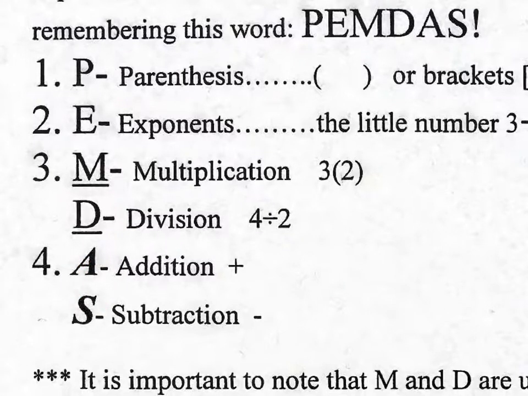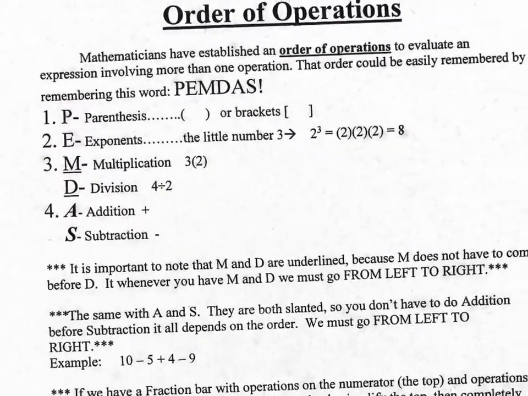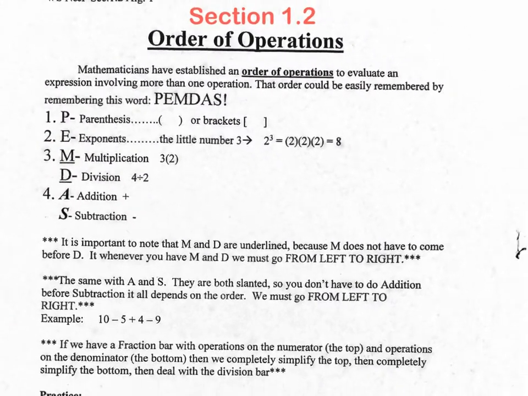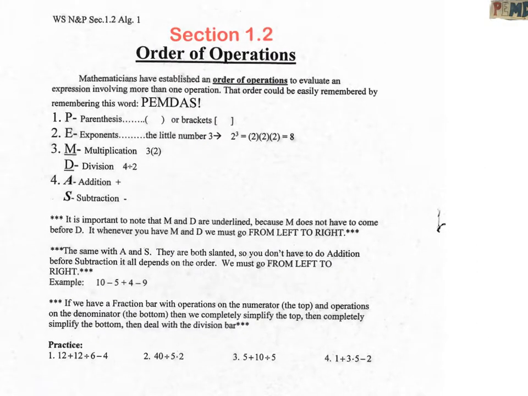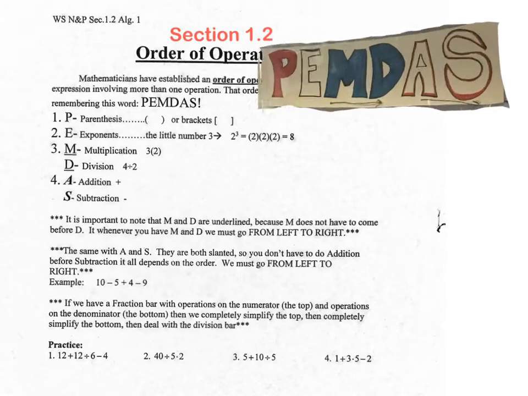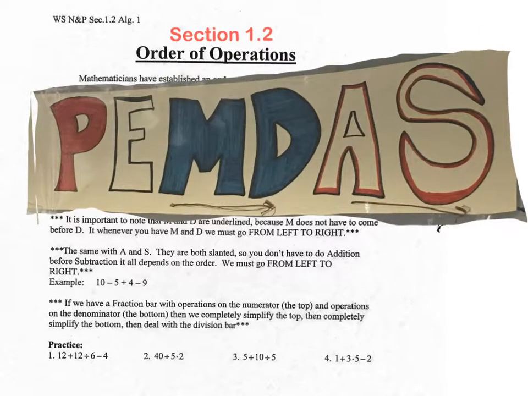Okay, so for me to help you guys out, remembering that, what do we have on the front corner of our classroom? The PEMDAS sign, right? There it is, okay? So once again, you're going to be going in this order. Parentheses first, exponents next. M and D are both blue because if you're faced with multiplication or division, you go from left to right. In other words, multiplication does not have to come first before division.